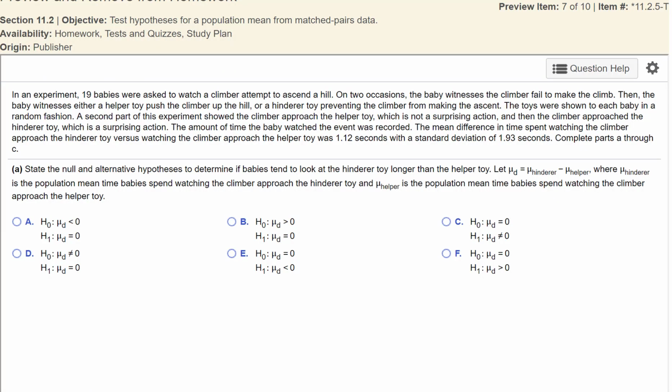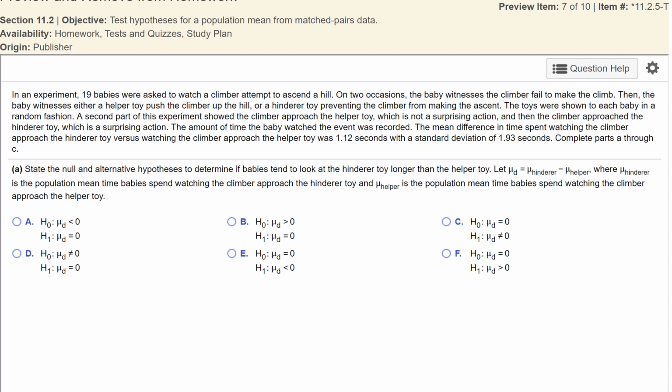In an experiment, 19 babies were asked to watch a climber attempt to ascend a hill. On 2 occasions, the baby witnessed the climber fail to make the climb. Then the baby witnessed either a helper toy push the climber up the hill or a hinderer toy preventing the climber from making the ascent.